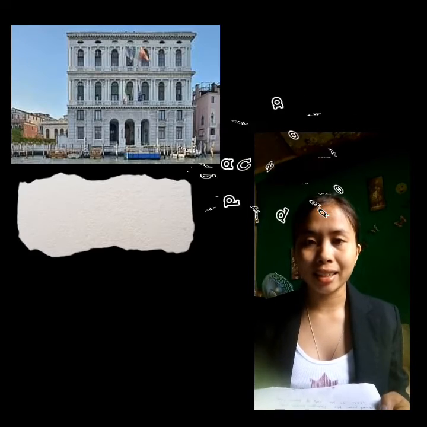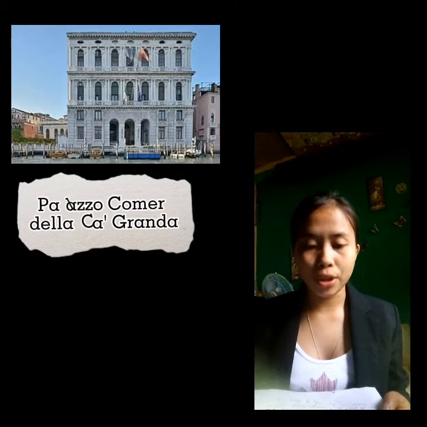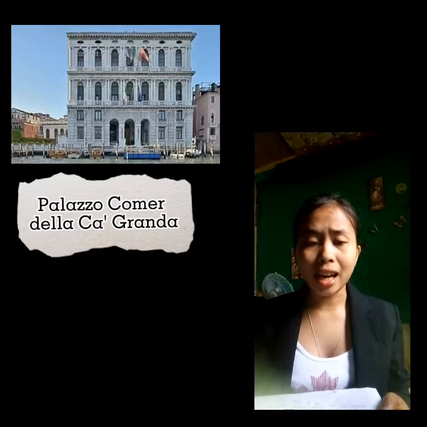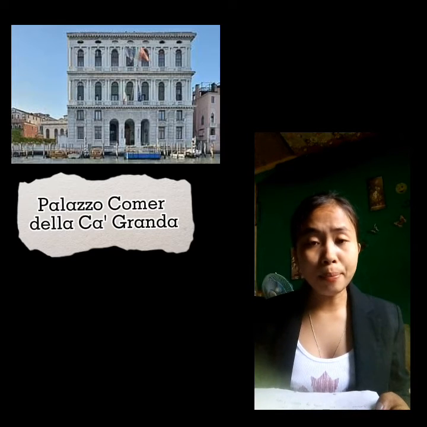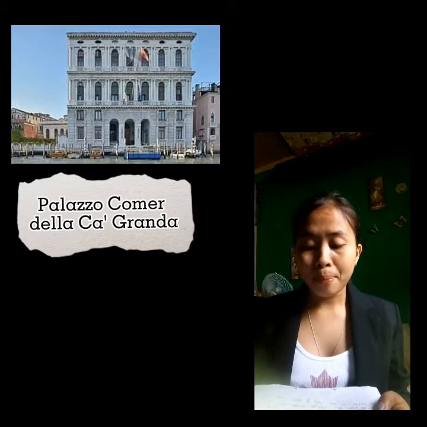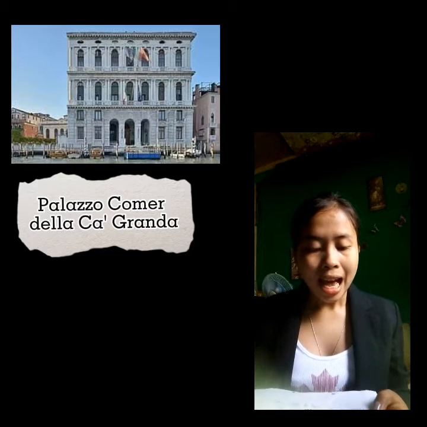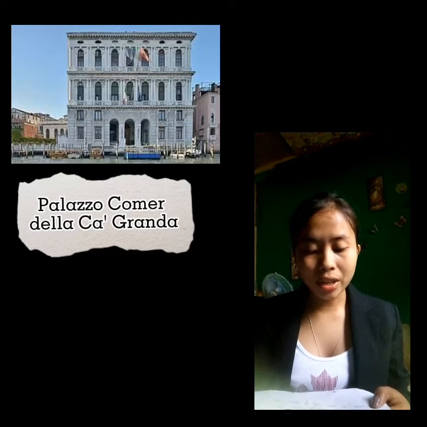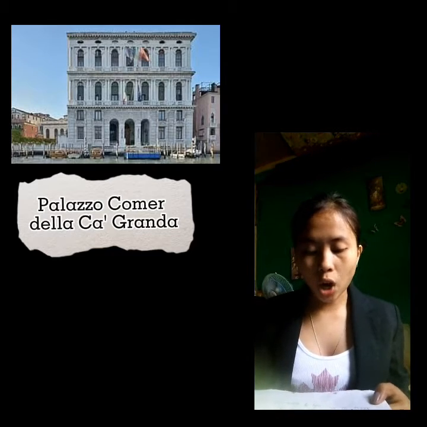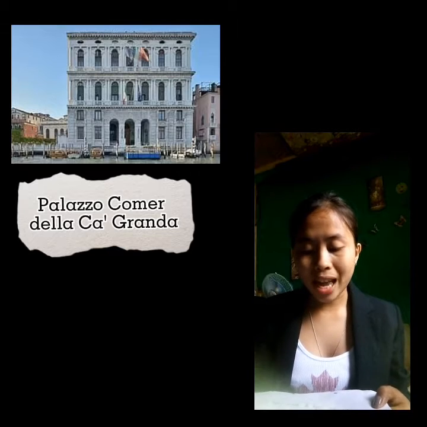Lastly, the Palazzo Corner della Ca Granda by Jacopo Sansovino. Palazzo Corner della Ca Granda, also called Ca Corner della Ca Granda, or simply Palazzo Corner or Palazzo Cornaro, is a Renaissance-style palace located between the Cascina della Rose and the Rio di San Maurizio, across the Grand Canal from the Palazzo Vendramin Calergi in the city of Venice, Italy.